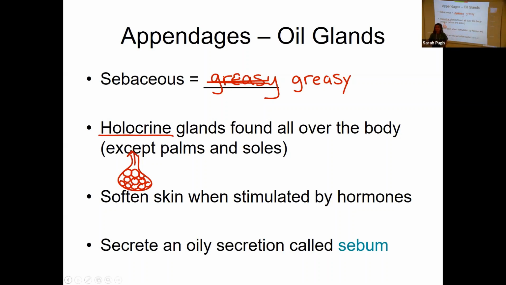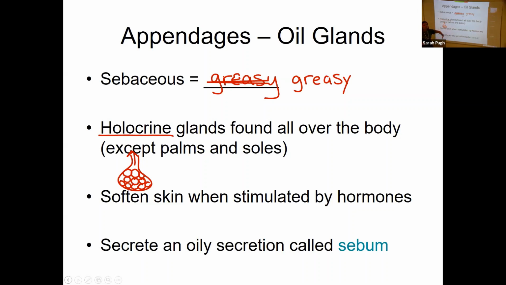So we're going to find oil glands pretty much everywhere on the body. Places you don't have oil glands are palms and soles of the feet. Don't have oil glands there because you have to generate friction from those areas. I already cannot open any jars in our house. And so it would be really bad if my palms were oily.